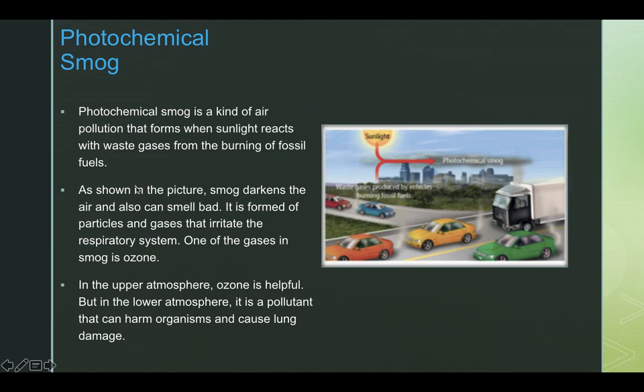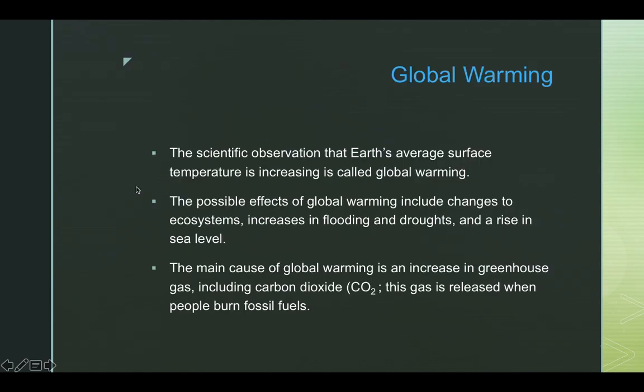Global warming on page 549. The scientific observation that Earth's average surface temperature is increasing is called global warming. The possible effects of global warming include changes to ecosystems, increases in flooding and droughts, and the rise of sea level.